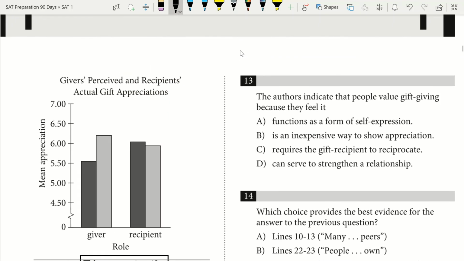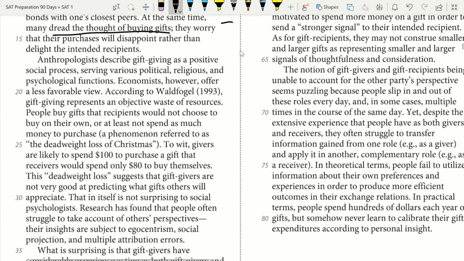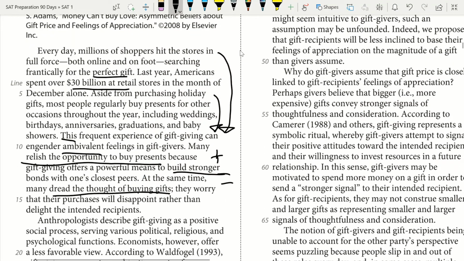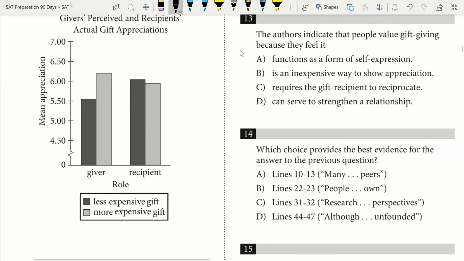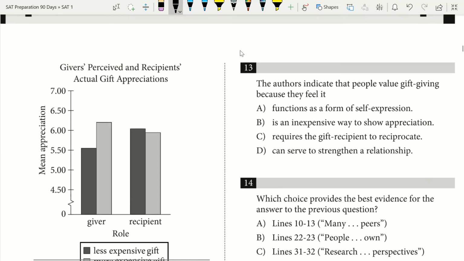13, we have the author indicates that people value gift giving because they feel it what? Well, if we go back to our text, we know that in line 10, they value gift giving because they relish the opportunity to buy presents because it offers a means to build stronger bonds with one's closest peers. As I glanced down, I also saw that the next question was evidence. So I'm guessing the evidence for that is going to be from 10 to 13 because that's where we talk about it being an opportunity to strengthen a relationship. Answer choice D, serving to strengthen a relationship. And we see we have lines 10 to 13 as well.